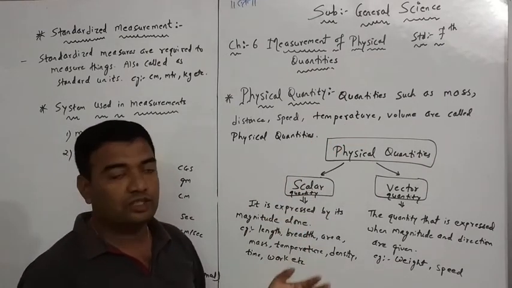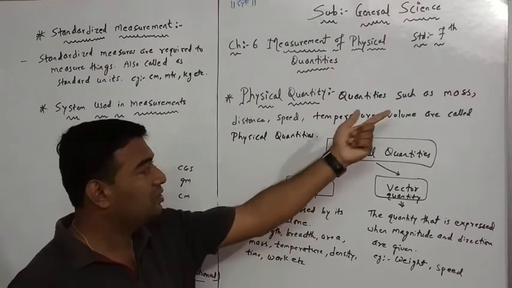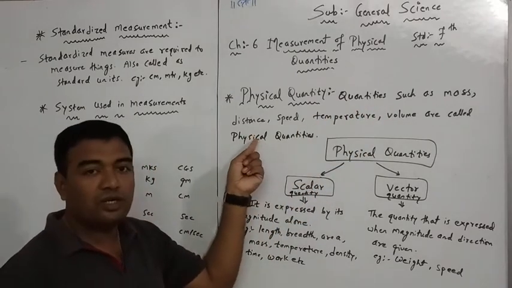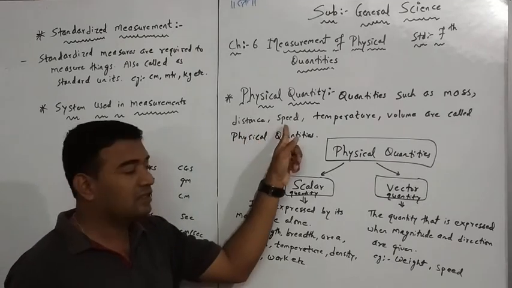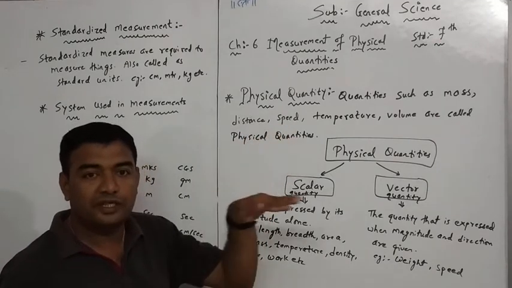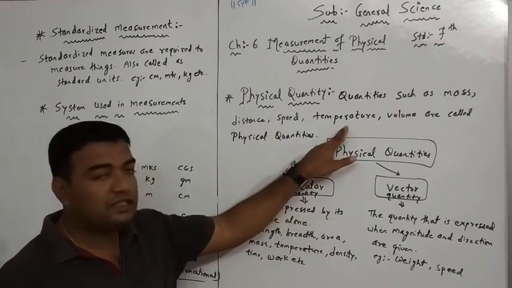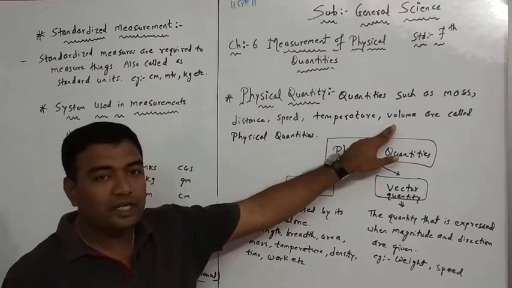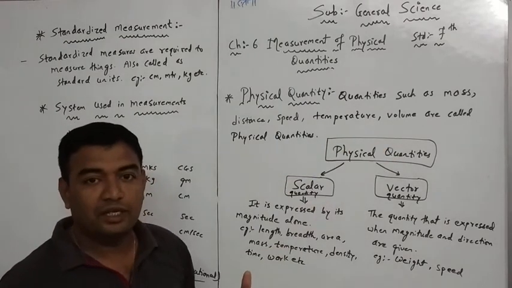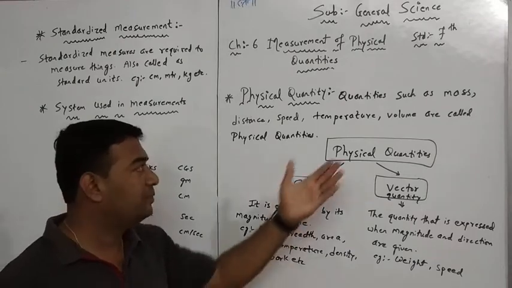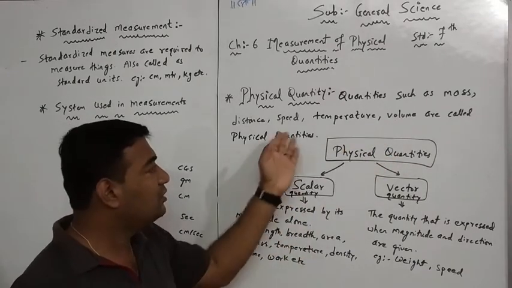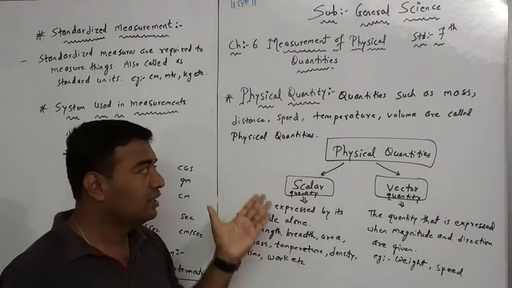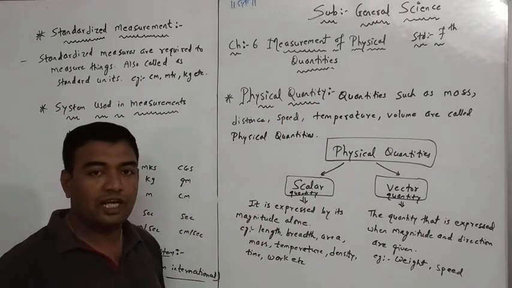Like when we go to a shop, we purchase things by using the mass. When we are going on the road, we calculate the distance in kilometers. Speed, we see how much speed the car is running at. We see the body temperature. We use the volume when we purchase milk or kerosene, whichever things, petrol. We see the volume, how many liters we are purchasing. So these parameters are physical quantities which we use in our day-to-day life.